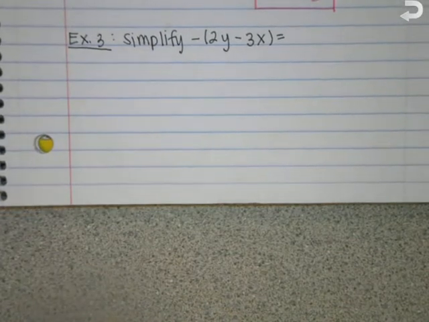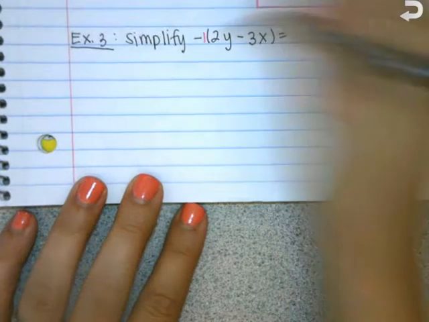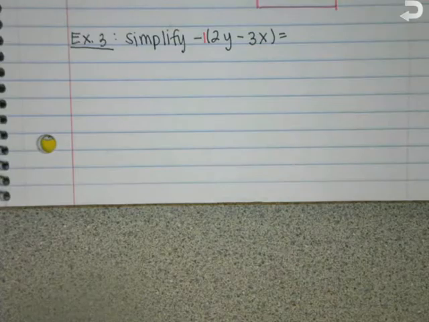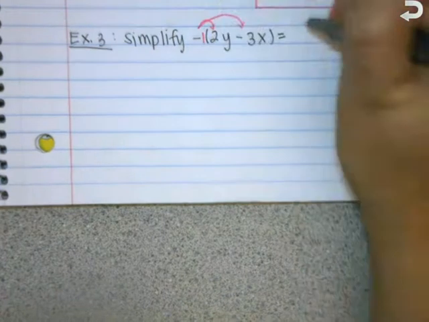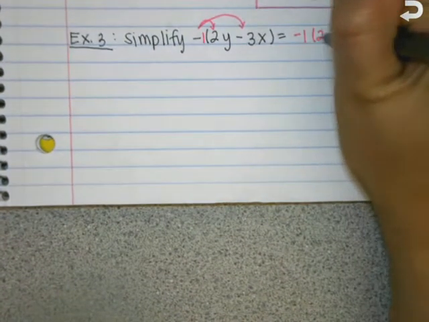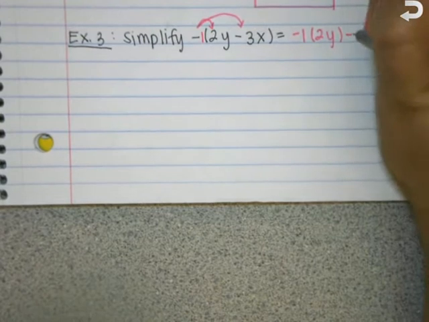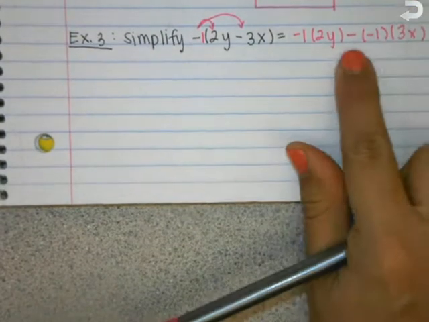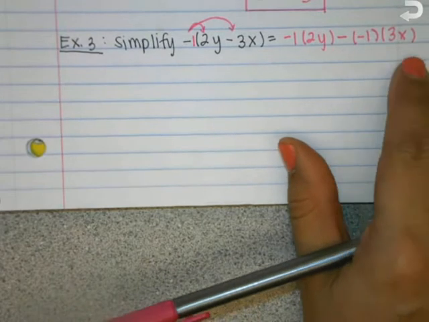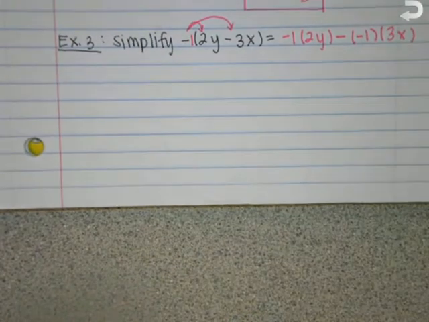Guys, if I have a negative by itself, what's actually there? 1. So I want you first to write in a 1 in there. Eventually it's going to be where you don't need to write it, but for right now in our notes we want to. And then distribute the negative 1. So what would this look like? Negative 1 times 2y minus negative 1 times 3x. If you want to do plus negative 1 times negative 3x, that's great too. It's the same thing.